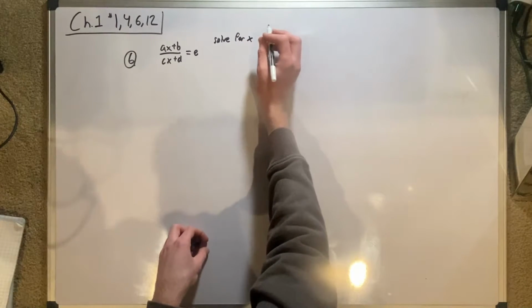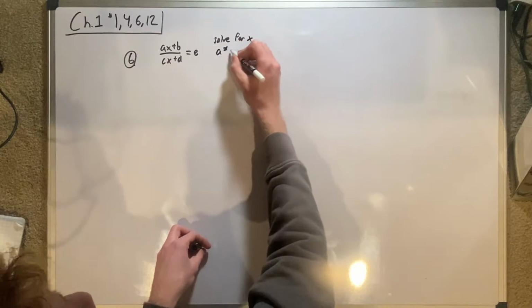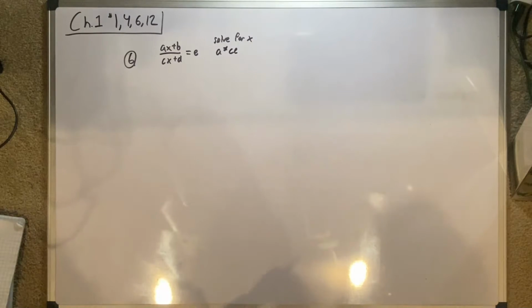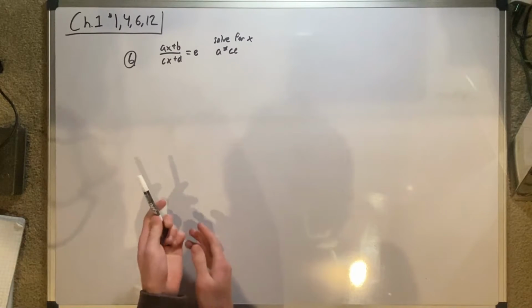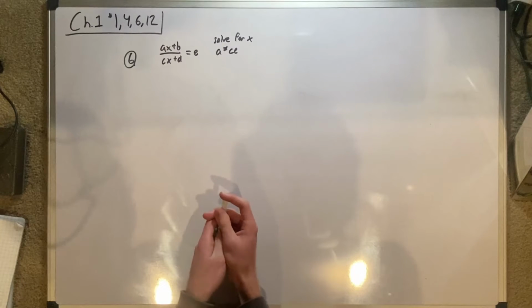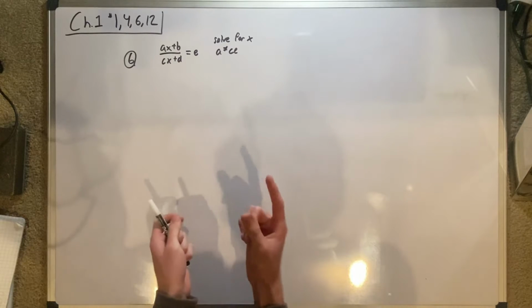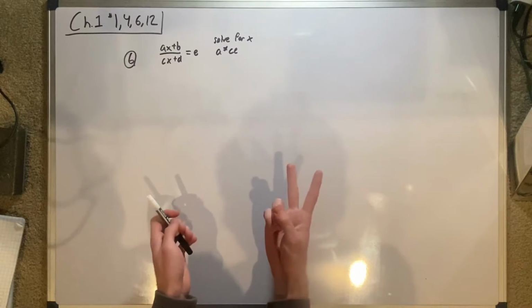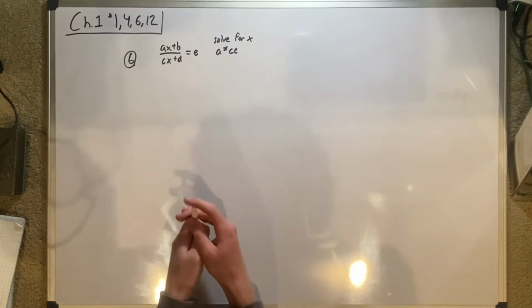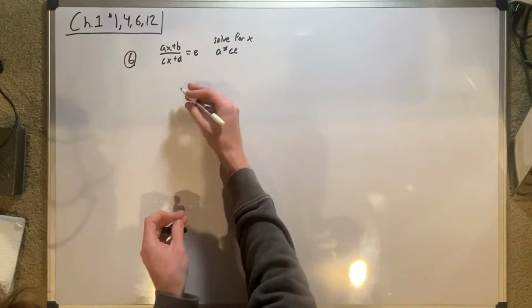Solve for x, and a is not equal to ce. Now, this looks kind of like our derivation problems in physics, which are often a pain. So, first of all, we need to isolate x. Let's get x out of the denominator first before we think about anything else.